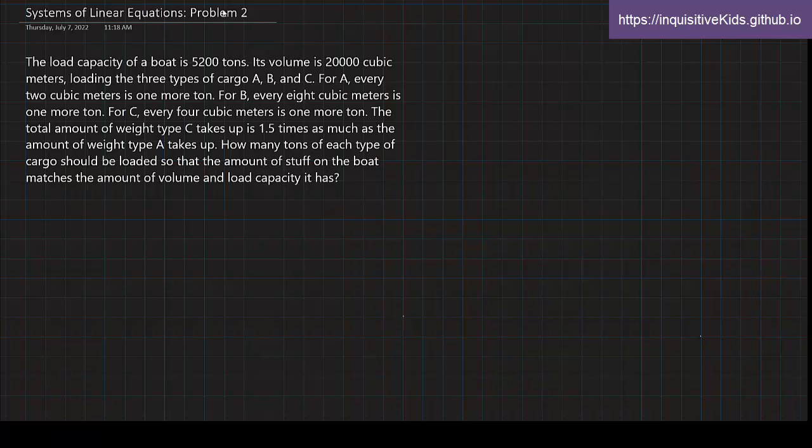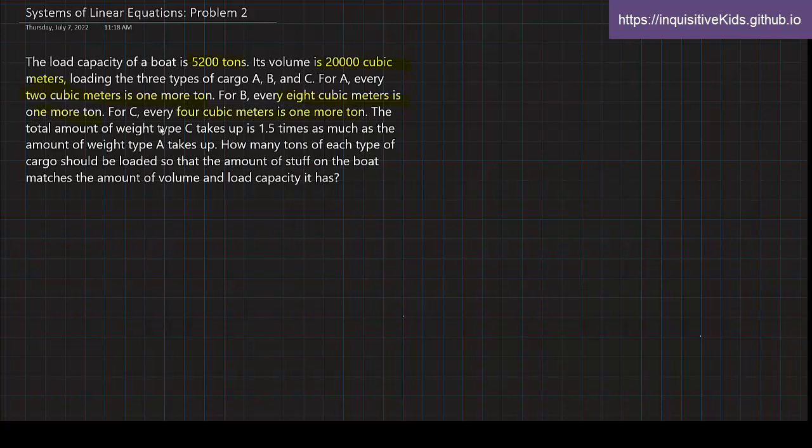Problem 2. The load capacity of a boat is 5,200 tons. Its volume is 20,000 cubic meters, loading 3 types of cargo A, B, and C. For type A, every 2 cubic meters is 1 more ton. For B, every 8 cubic meters is 1 more ton. For C, every 4 cubic meters is 1 more ton.